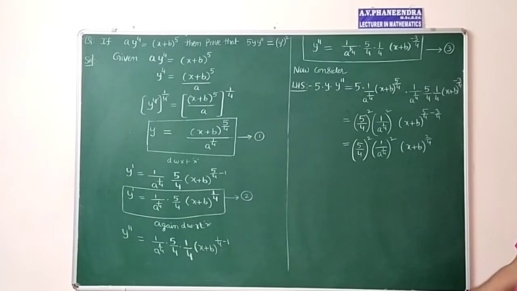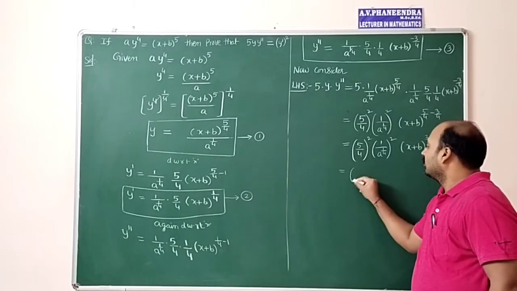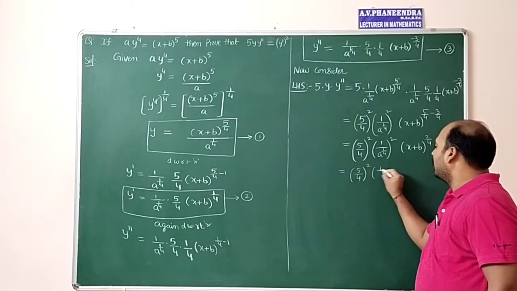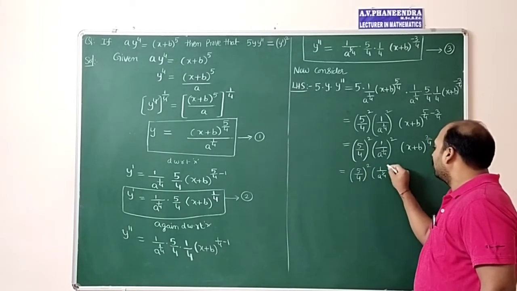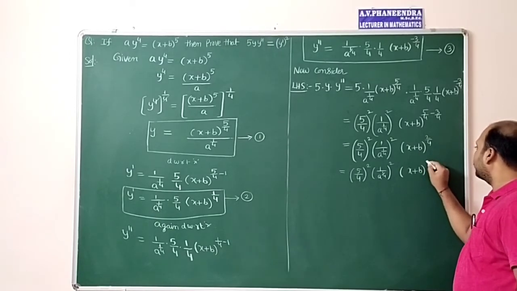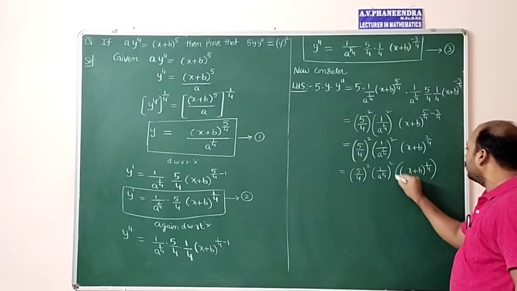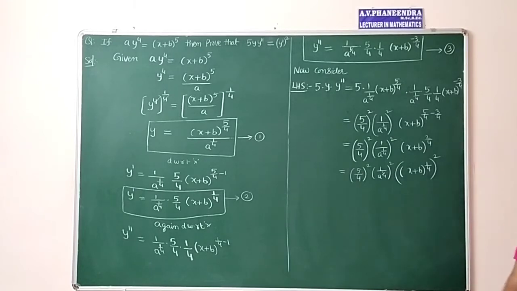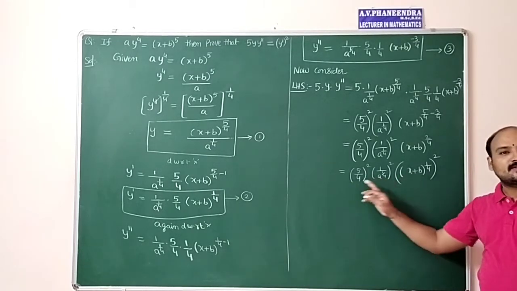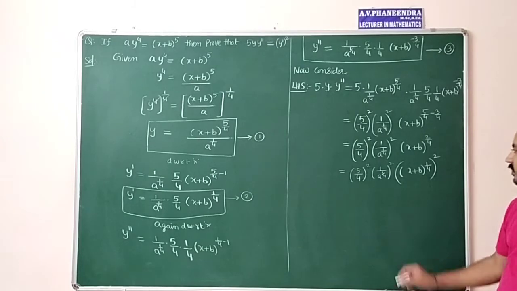We can write it as (5/4)² (1/a^(1/4))², which also can be written as (x plus b)^(1/4) whole squared. The meaning cannot be changed. After that, a², b², c² can be written as (abc) whole squared.